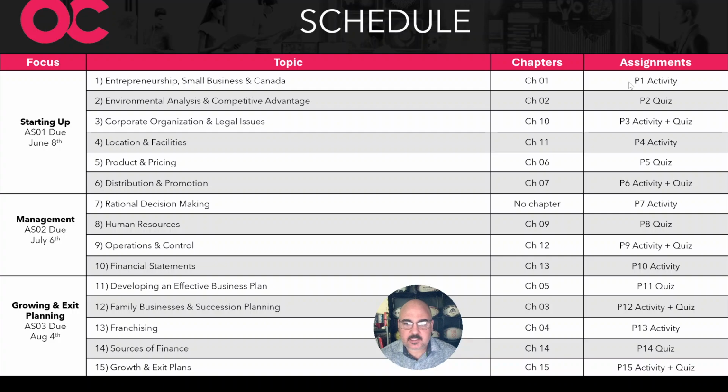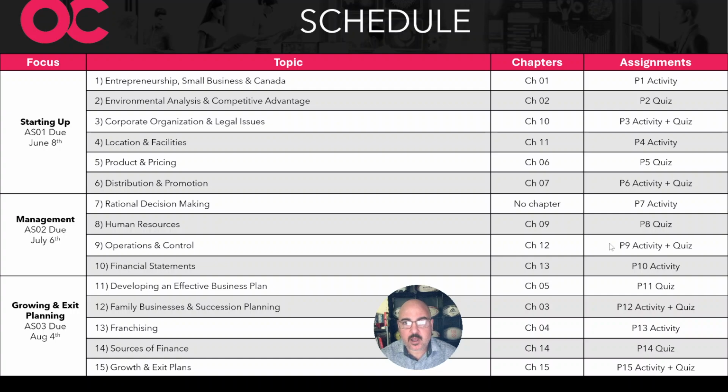So you can see for part 1 here, we've got just the activity, part 1 activity. Part 2 is just a quiz, and then part 3 is an activity and a quiz. And it follows that structure all the way through the course. You can see part 4 activity, part 5 quiz, part 6 activity, quiz, activity, quiz, activity, quiz. So guys, you can just go through and follow it.